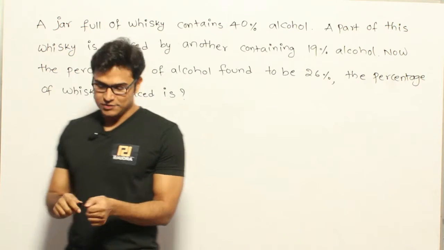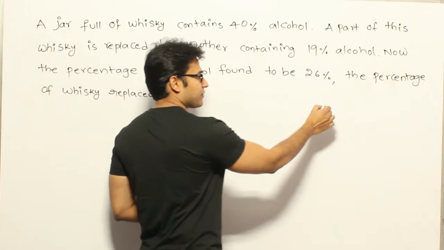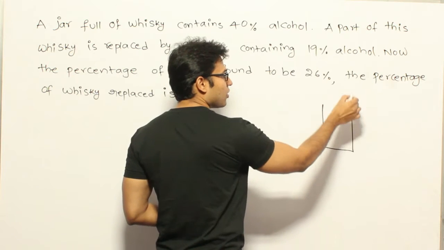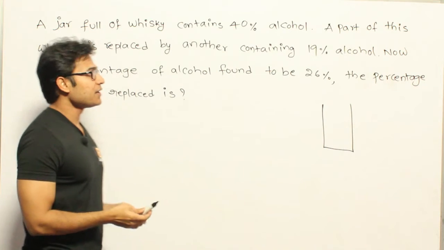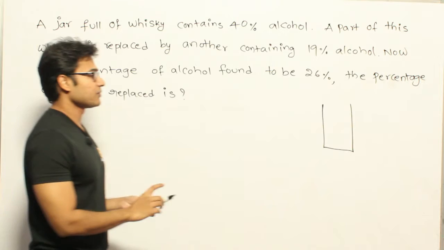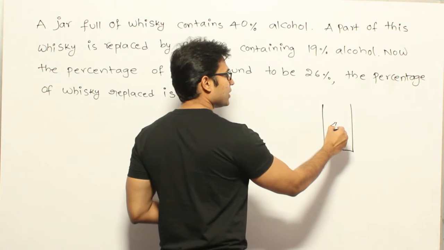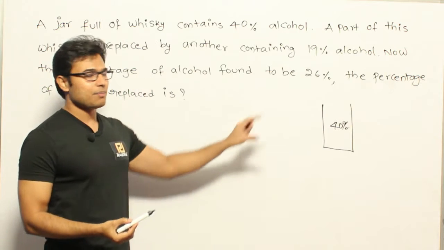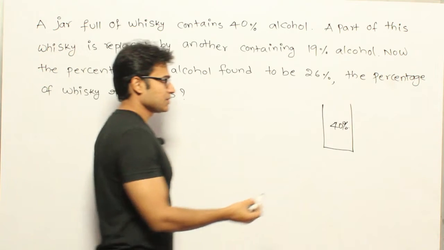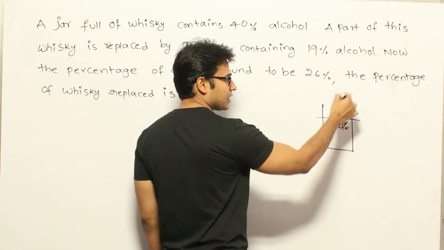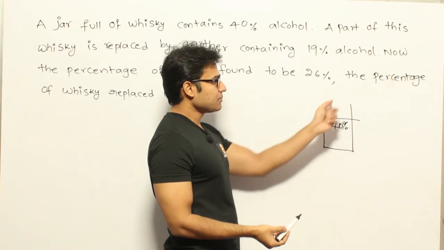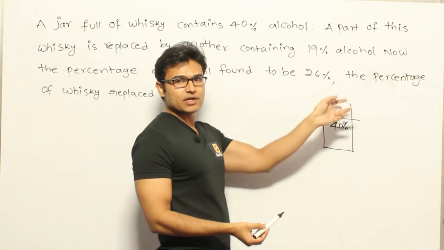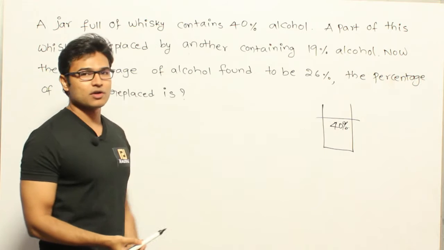So what they're trying to say is, we have a jar containing alcohol, and initially it is containing 40% alcohol. Now they are saying that a part of it is replaced, which means some part of it is taken out, and then filled in again by 19% alcohol.